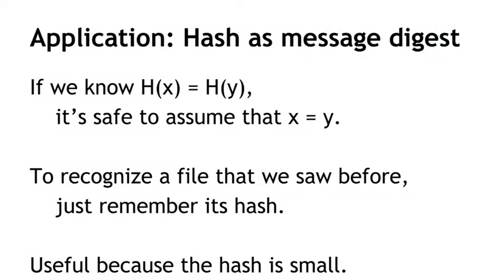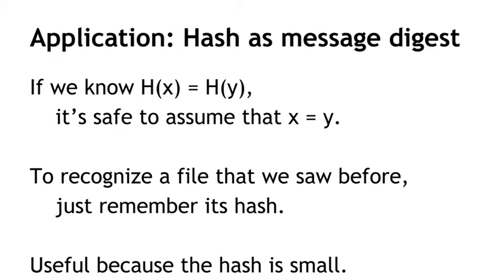If we can assume that we have a hash function that is collision-free, then we can use that hash function as a message digest. And what I mean by that is the following, that if we know that x and y have the same hash, then it's safe to assume that x and y are the same. Because if someone knew an x and y that were different that had the same hash, of course that would be a collision. Since there's not a collision that we know of, then knowing the hashes are the same, we can assume that the values are the same. And this lets us use the hash as a kind of message digest.